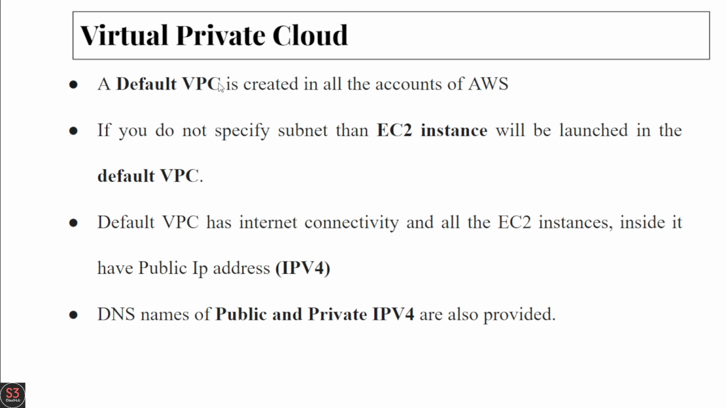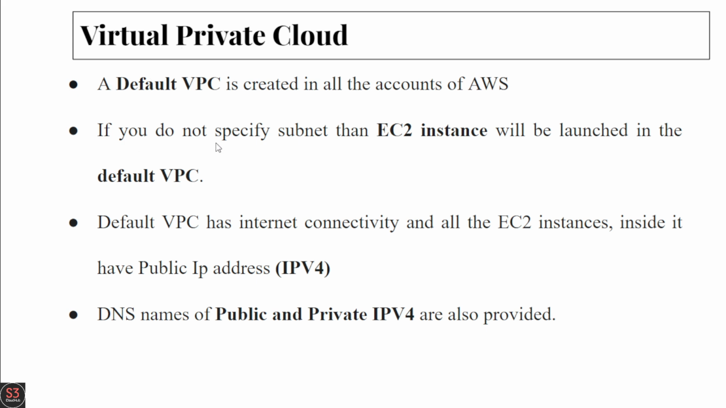A default VPC is created in all the accounts of AWS. So let's say that we have created three different accounts of our AWS. By default, a VPC is created in all the accounts. We don't have to do anything. AWS provides us a default VPC in all the accounts which we create.